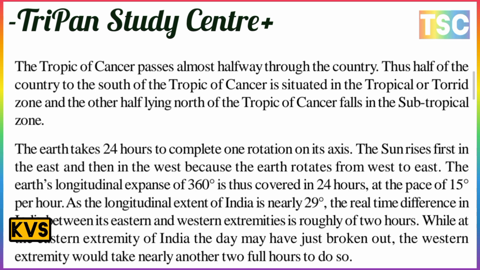That is important. The earth takes 24 hours to complete one rotation on its axis. The sun rises first in the east and then in the west because the earth rotates from west to east. The earth's longitudinal extent of 360 degrees is covered in 24 hours at the pace of 15 degrees per hour.